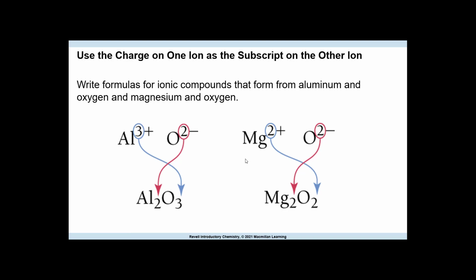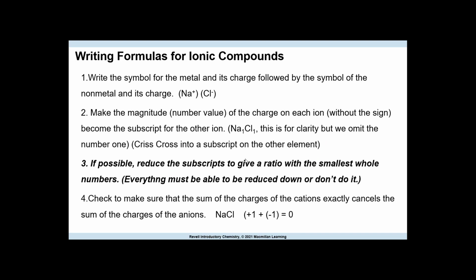So here's magnesium as an ion, and we have oxygen as an ion. We crisscross them down. Now the rule says to have the smallest ratio of whole numbers. The problem is it didn't tell you that in certain cases you can't leave it like this. So writing magnesium 2 and oxygen 2 like this is wrong. You did exactly what it's supposed to do, but there's one more step, which I have here in number 3: if possible, reduce the subscripts to give a ratio with the smallest whole numbers.